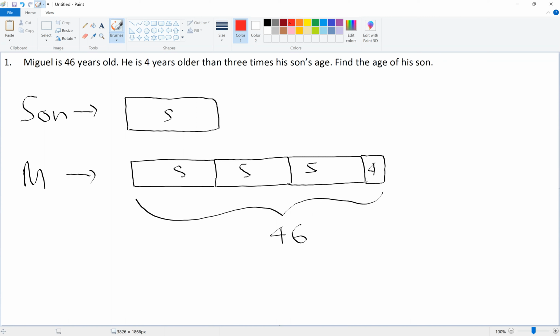Now, as Ania said, if I take the 4 away, this becomes 42. Divide 42 into 3 parts, and this would be 14, 14, and 14. So that means this age is 14. Any question, anybody?